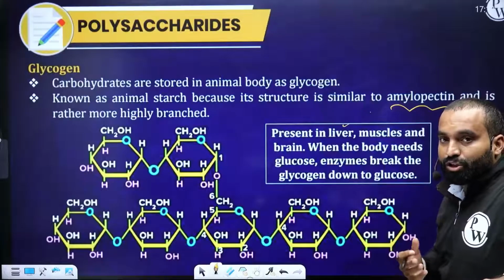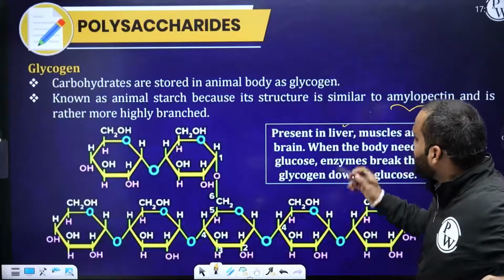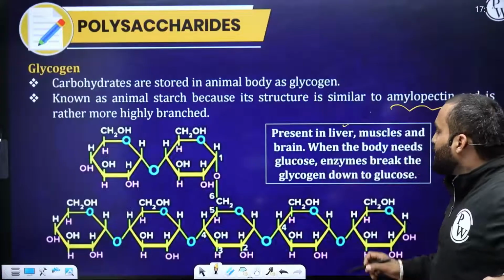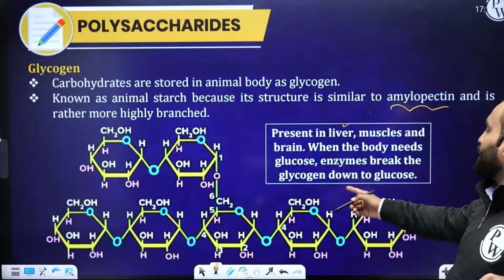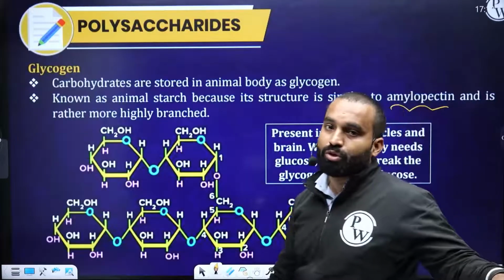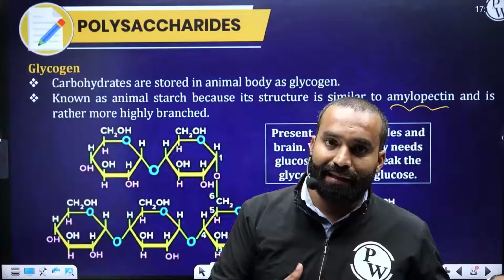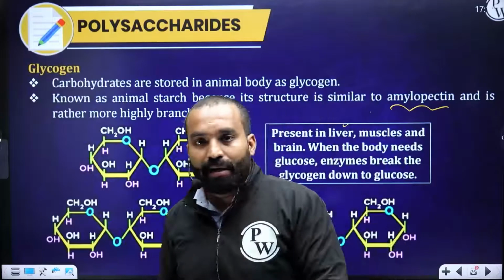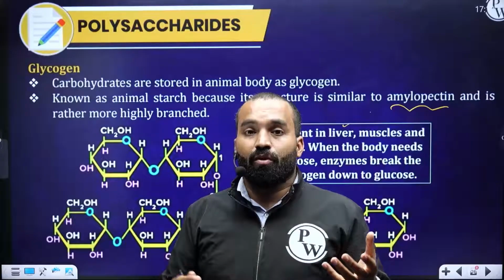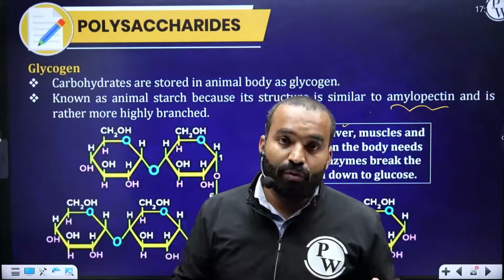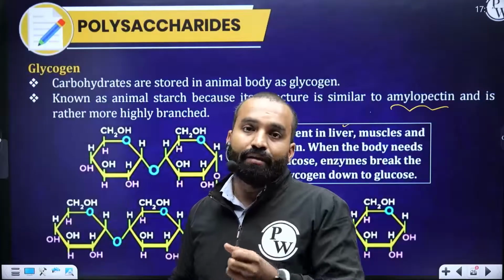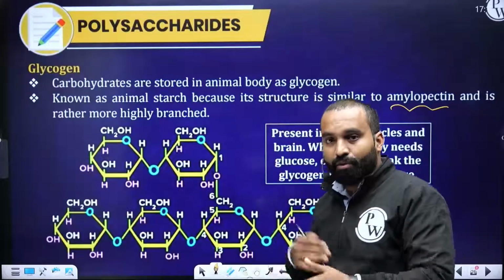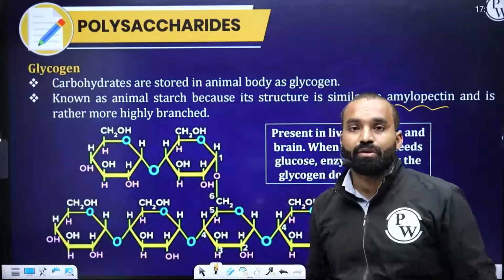What is the location of glycogen in the human body? It's the liver, muscles and brain. When the body needs glucose, enzymes break the glycogen into glucose. Glucose is not directly present inside. We take the sources of glucose that break down to produce glucose, and then glucose gets accumulated in the form of glycogen. And whenever you need, glycogen breaks to produce glucose.